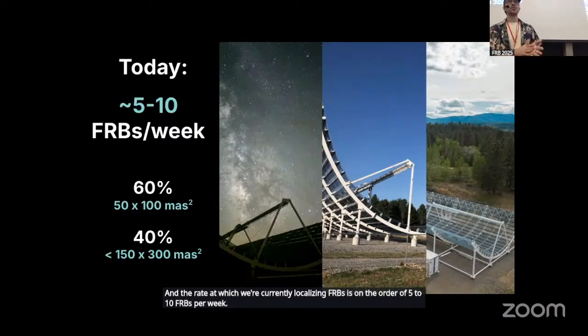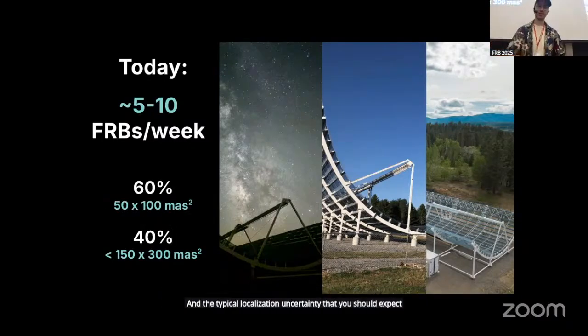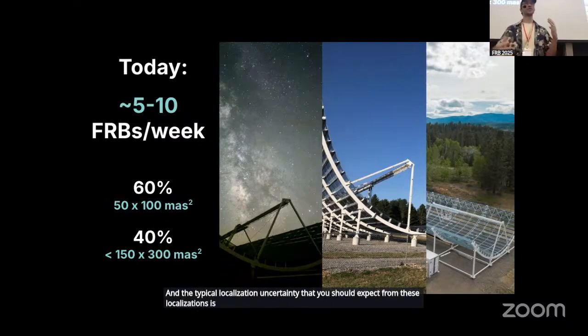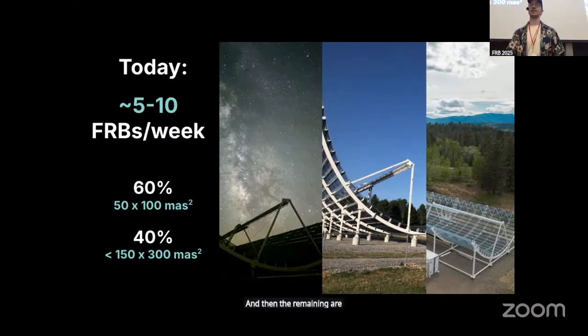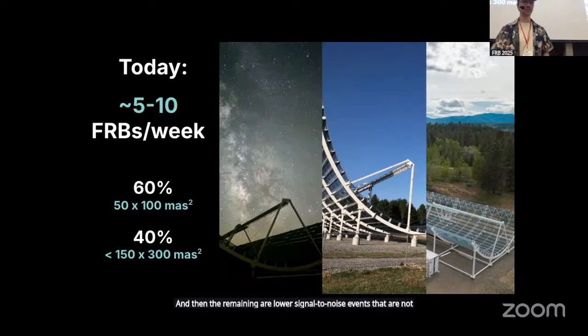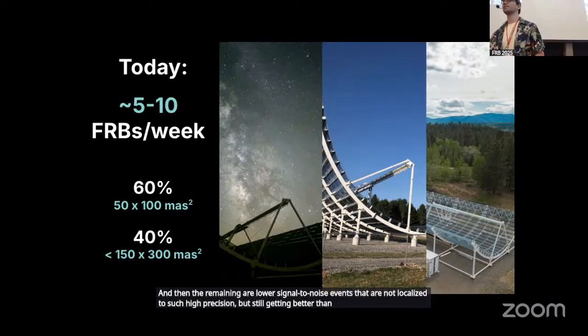And the typical localization uncertainty that you should expect from these localizations is that roughly 60% of them are at the 50 to 100 milliarcsecond level. These are 1 sigma localization regions. The remaining are lower signal-to-noise events that are not localized to such high precision, but are still getting better than 300 milliarcseconds. So if that's what you're interested in, those are the numbers.